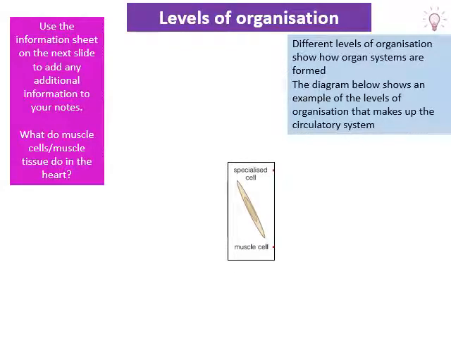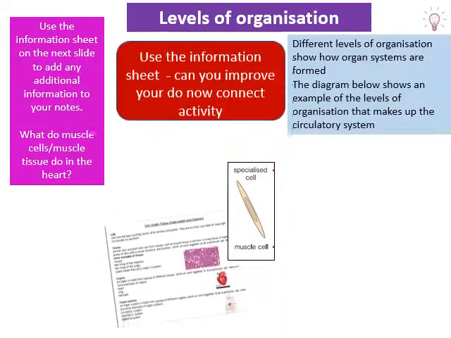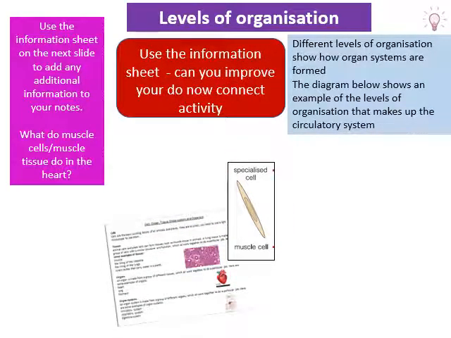Okay, so hopefully you had a go at that. We're going to see if we can add any more additional information to your notes about this now. So it says on the slide in the blue box that different levels of organisation show how organ systems are formed. And the diagram below is going to give you an example of the circulatory system. So the system that makes up all your heart, the blood vessels, everything like that. So we're going to see if we can add any extra info to our Do Now Connect activity.